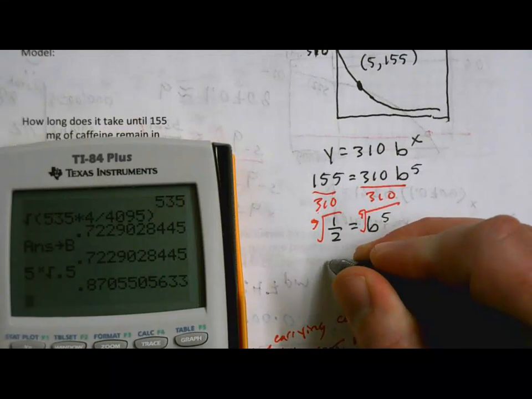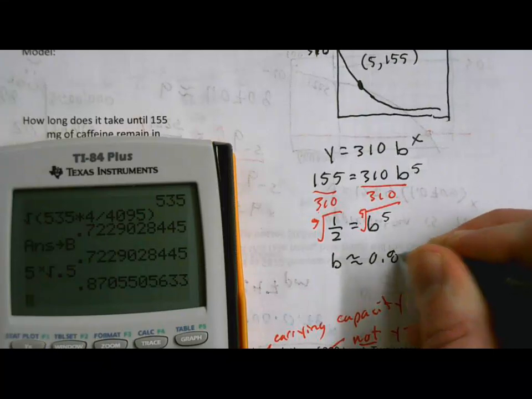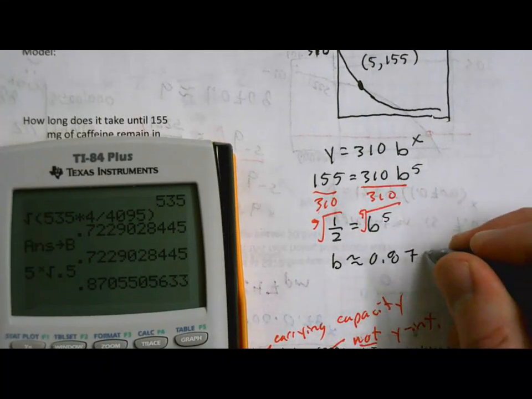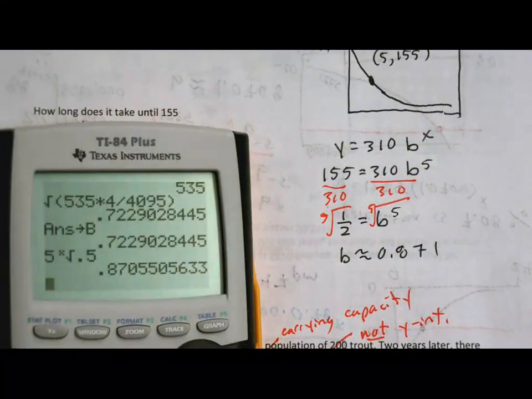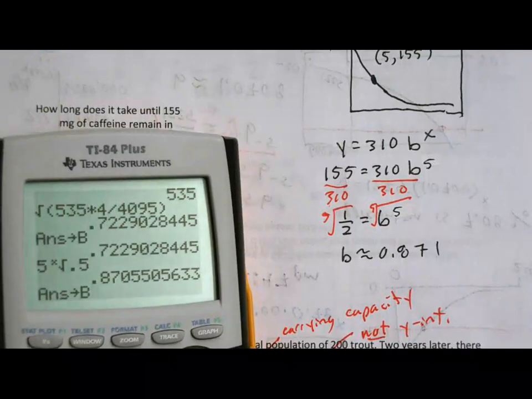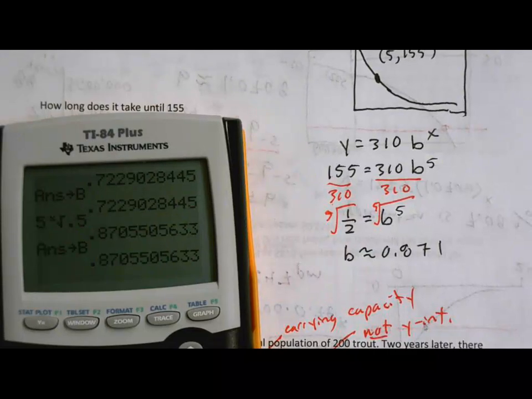B ends up being about 0.87, we'll go 3 decimals, 0.871. But of course we'll go ahead and store it so we keep all of our decimal points in there. Now, does that number seem reasonable to you? Does that match what a B value should be for something that's decaying, something that's decreasing?